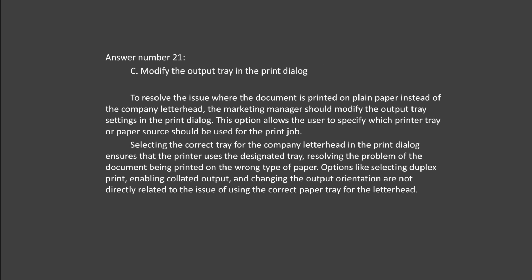Answer number 21. Option C. Modify the output tray in the print dialog. To resolve the issue where the document is printed on plain paper instead of the company letterhead, the marketing manager should modify the output tray settings in the print dialog. This option allows the user to specify which printer tray or paper source should be used for the print job. Selecting the correct tray for the company letterhead in the print dialog ensures that the printer uses the designated tray, resolving the problem of the document being printed on the wrong type of paper.